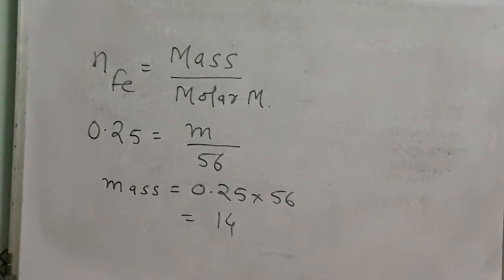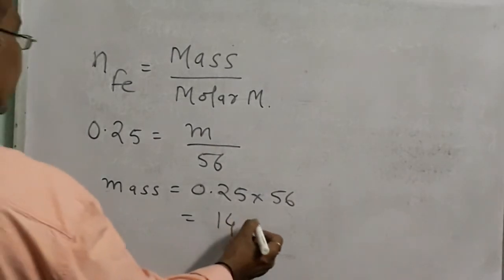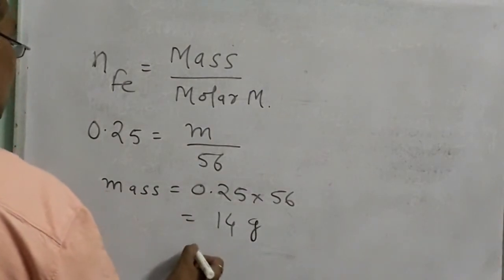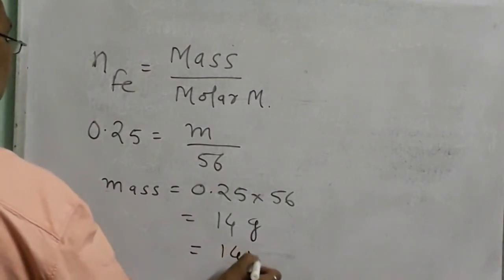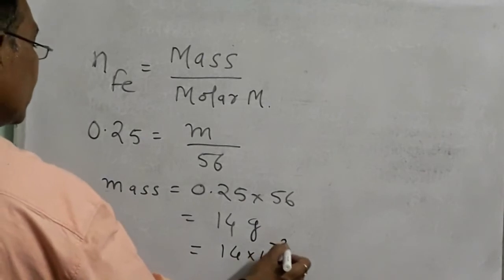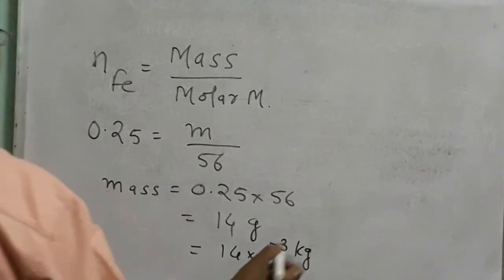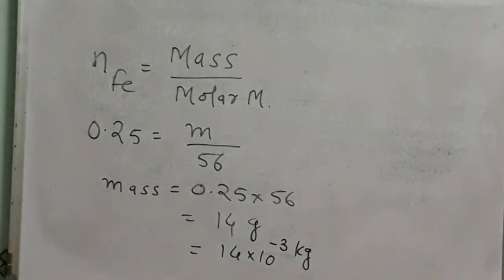Mass is to be calculated and he gives you the number of moles. Next, if the mass is asked, this is in gram. If he wants it in kilogram, it will be 14 multiplied by 10 to the power minus 3 kilograms. So that depends upon the unit in which he wants the answer to the problem.